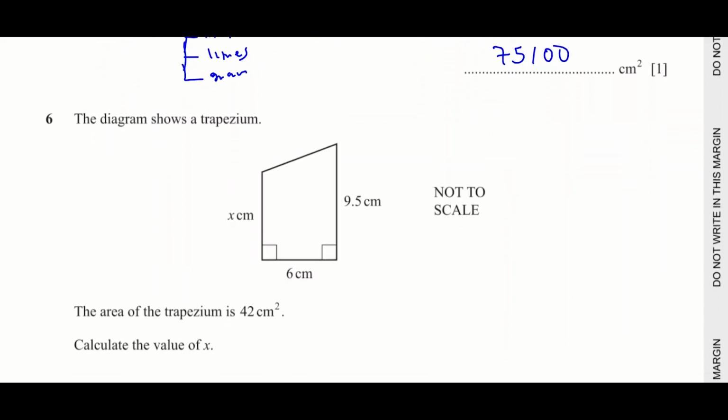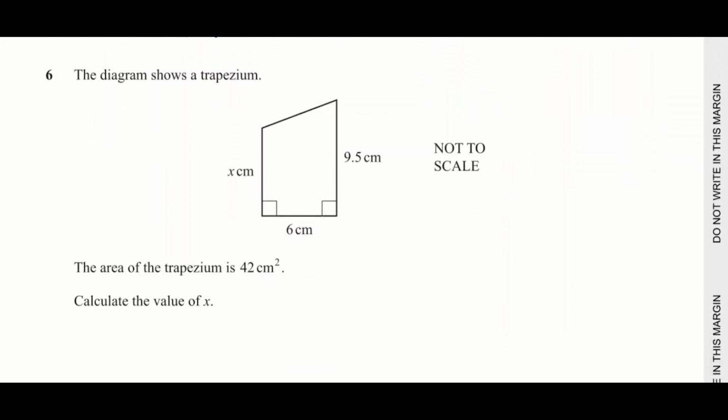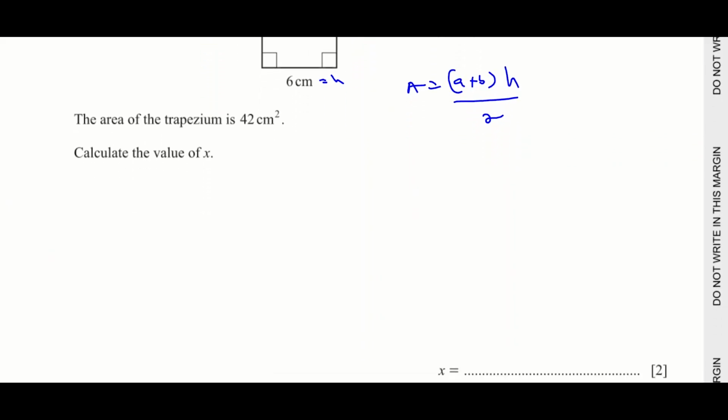Question 6. The diagram shows a trapezium. The area of the trapezium is 42 squared centimeters. Calculate the value of x. So this is A, one parallel side, and this is B, the second parallel side, and this is H, the height. So the area is equal to A add B, the sum of the 2 parallel sides, multiplied by the height over 2. If you key in the values here, you see that 42 is equal to x plus 9.5 multiplied by the height, which is 6, then over 2.